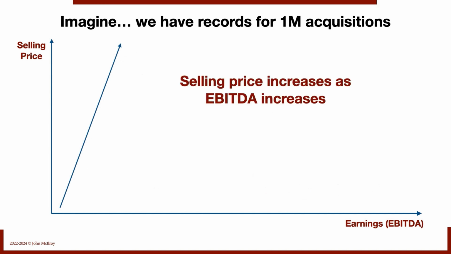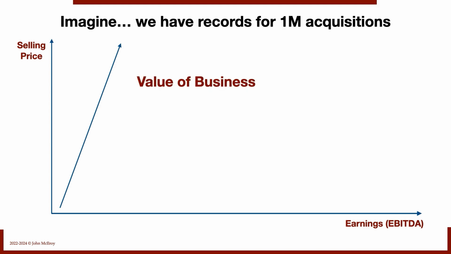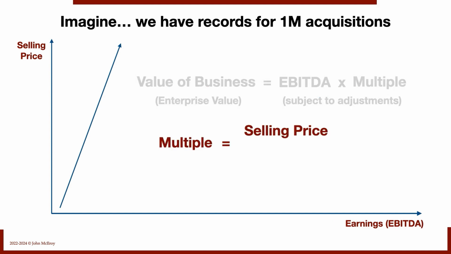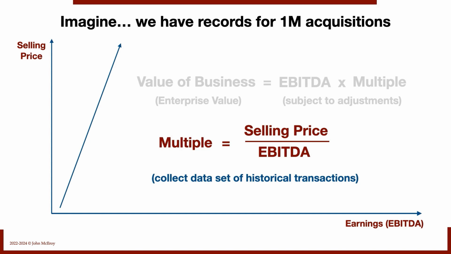So selling price does increase as EBITDA increases, no question about that, which means we've got a valuation formula that looks like this. The value of the business equals EBITDA, the earnings number, with some multiple applied to it based on multiple historical transactions. The value of the business is the enterprise value. This EBITDA times multiple is subject to some adjustments I'm not going to go into here. But the multiple, let's make sure we're clear on that, is the selling price over the EBITDA, but not just for one business, for a group of businesses.